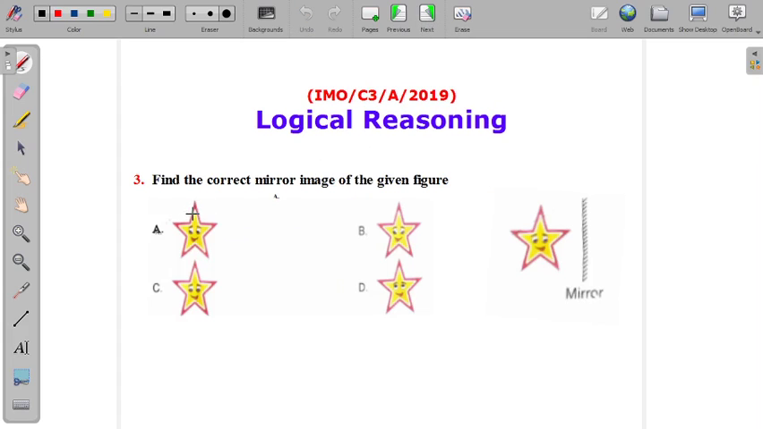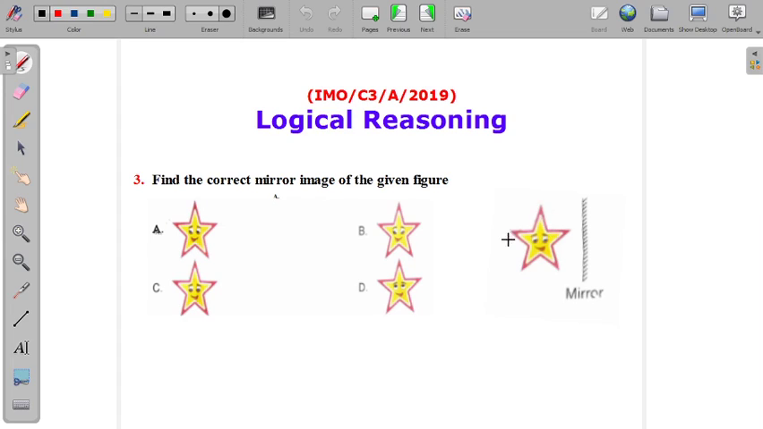Now question number 3. Find the correct mirror image of the given figure. Look at the figure first. It is a pentagon. These two lines are horizontal lines. See what we see in the mirror. It is just the opposite. If you are looking on the right side, in the mirror you will see you are looking on the left side. If your tongue is on the right side, in the mirror you will see your tongue is on the left side. The same concept is applicable here.